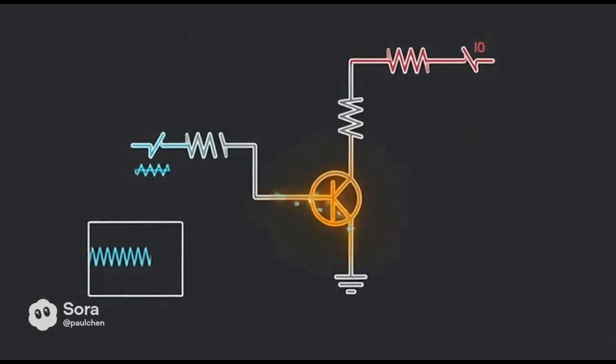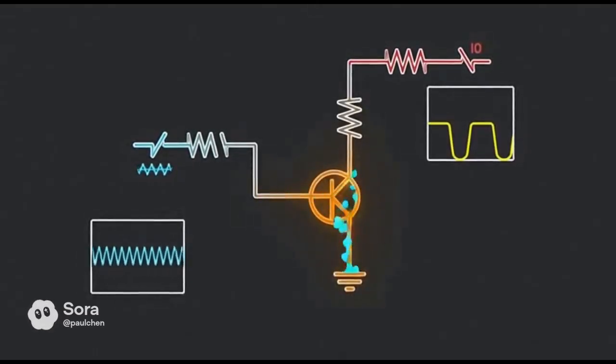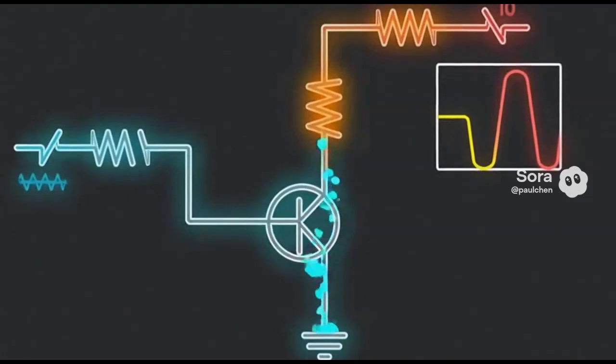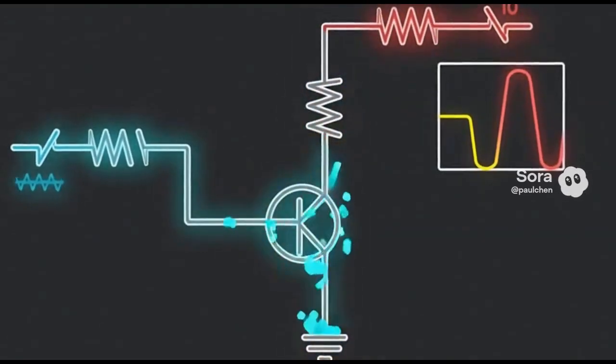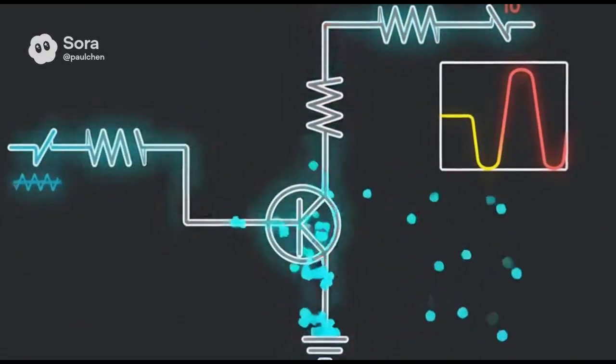The most common failure is incorrect bias. If the transistor is off, there is no gain. If it is saturated, the signal clips. Oscillation only works in the active region.